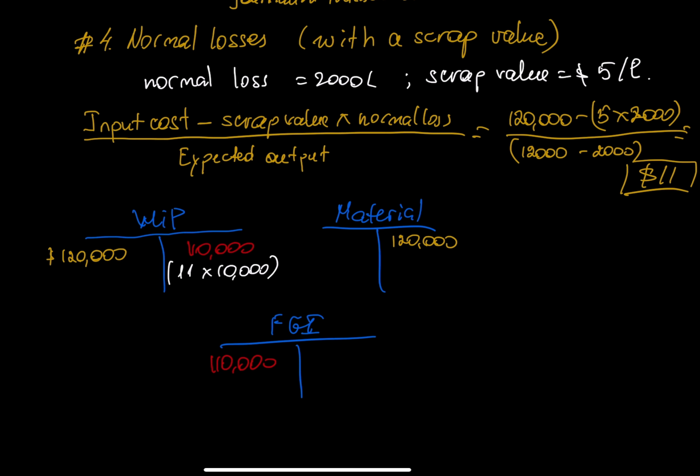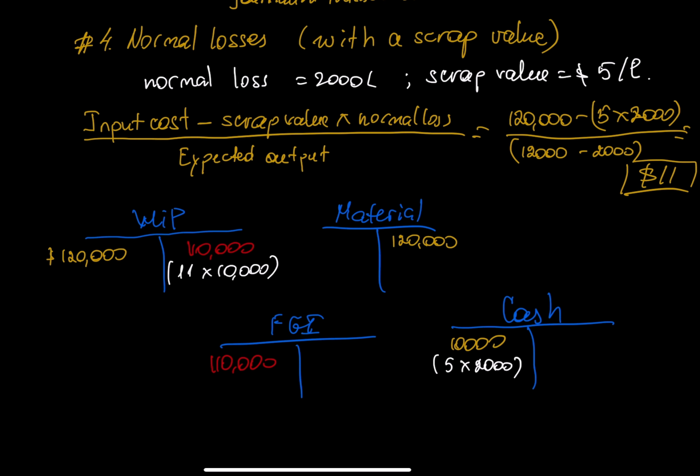So far, so good. But we also expect that we can sell the normal losses that we're supposed to experience. And so once we sell it, that's going to be debit cash. And how much do we expect to sell it for? It was $5 times 2,000, so $10,000. So that comes from $5 per liter.